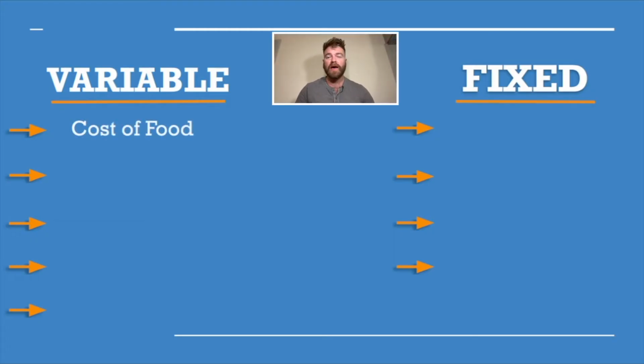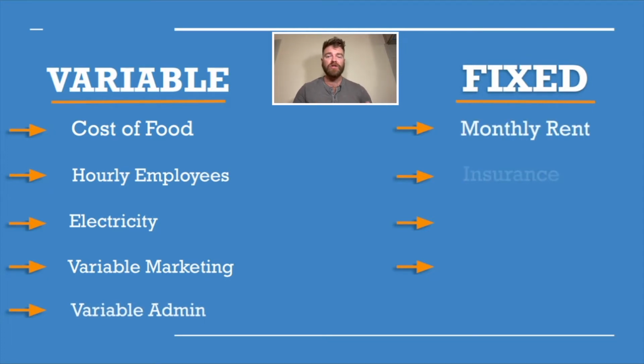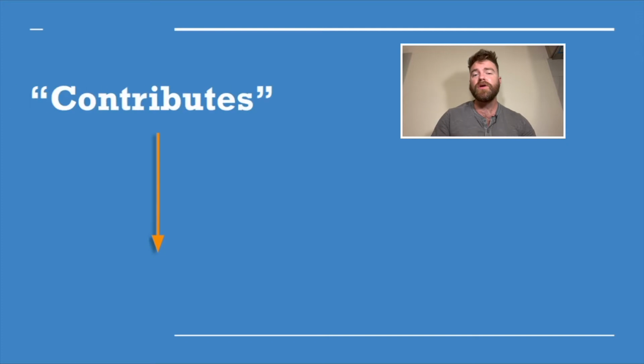And here are some examples of variable costs. Cost of food, hourly employees, electricity costs, variable marketing, and variable admin costs. Some fixed costs are monthly rent, insurance, equipment, and license fees. We place our costs in something called a contribution margin formula that looks like this. Sales minus variable costs equals contribution margin. For contribution margin, you can think of it as something that contributes to pay off your fixed costs.